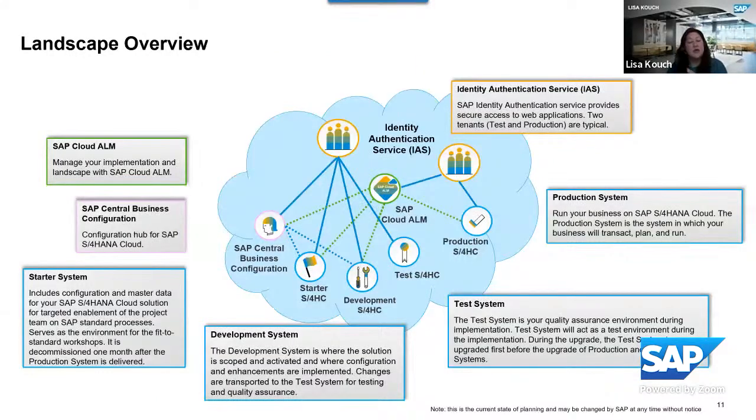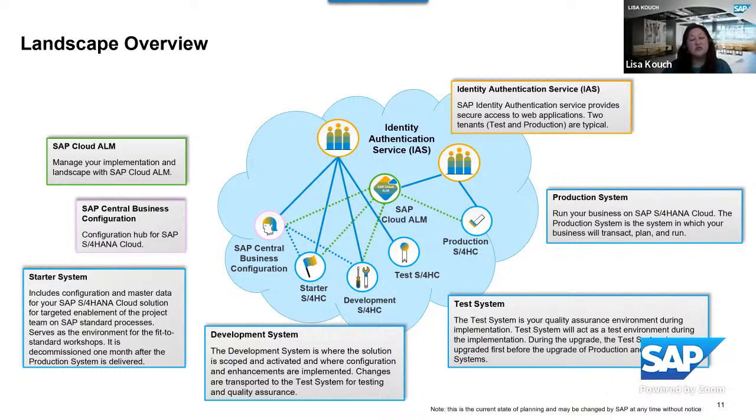Regarding the landscape, this slide just depicts, at a high level, the different systems that you would use. One of the key areas is the identity and authorization services. As mentioned, we do have the Cloud ALM system, as well as CBC. The starter system is a system you would get.